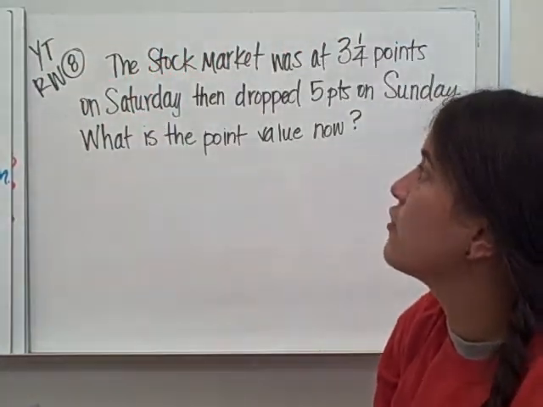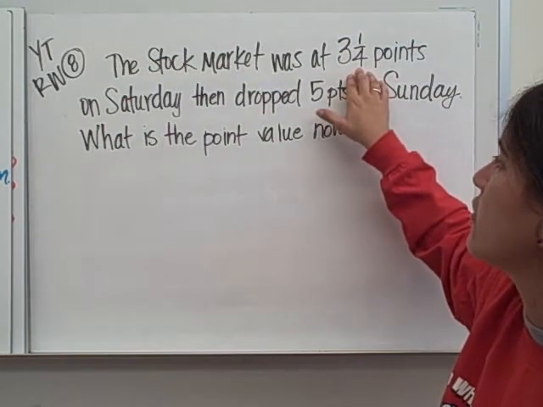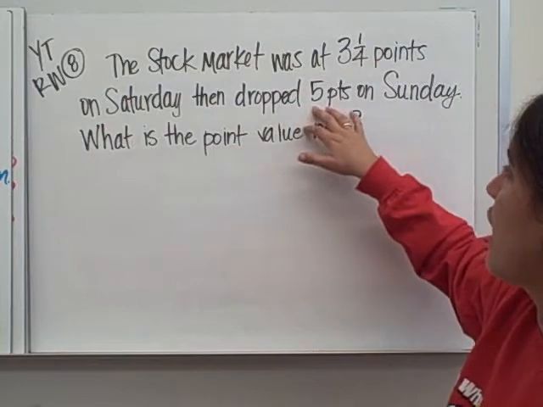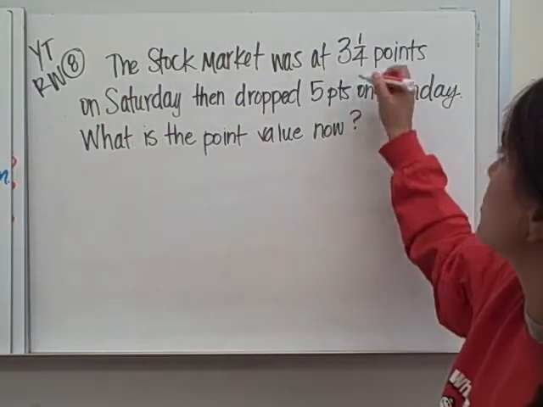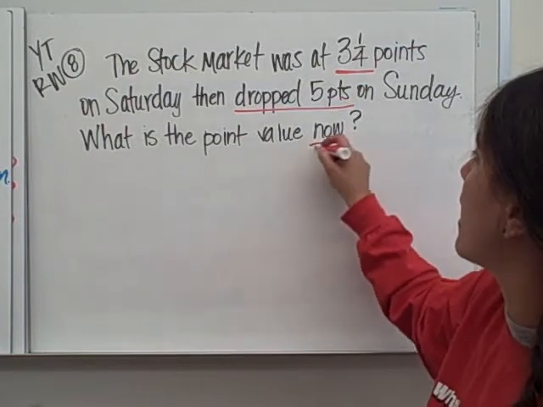All right, here is another you try, real world. The stock market was 3 1/4 points on Saturday and then dropped 5 points on Sunday. It was 3 1/4 and then dropped 5 points. What is the point value now?